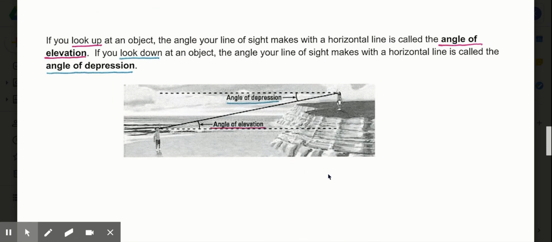Then we can apply the idea of angles of elevation and angles of depression when we are applying different ratios in right triangles. So, simple definitions here. If you're looking up at an object, the angle your line of sight makes with a horizontal line is called the angle of elevation. If you're looking down at an object, the angle your line of sight makes with a horizontal line is called the angle of depression. So elevation looking up, depression looking down.